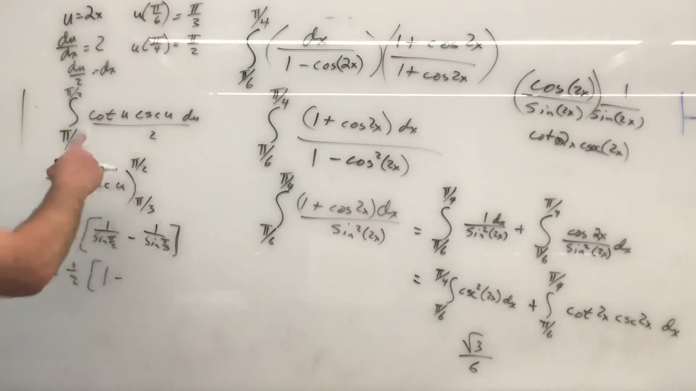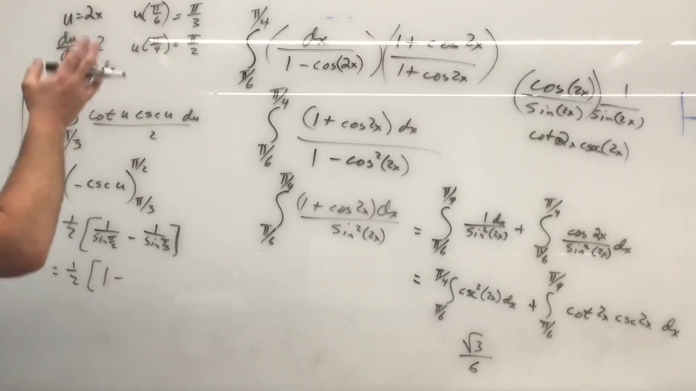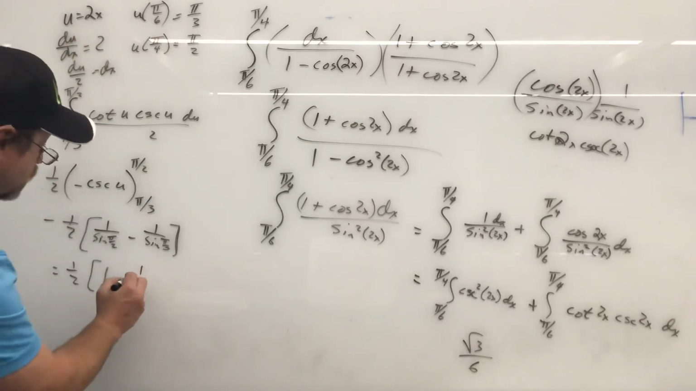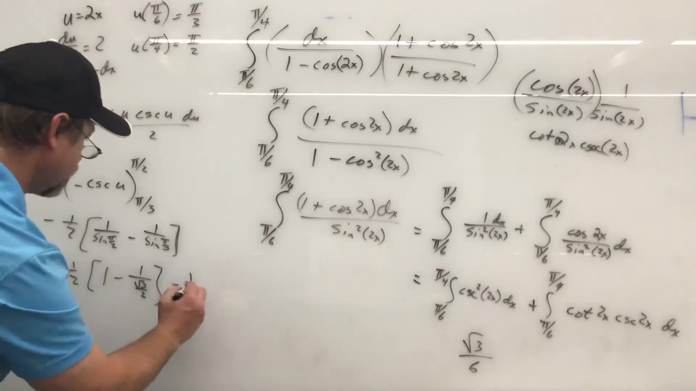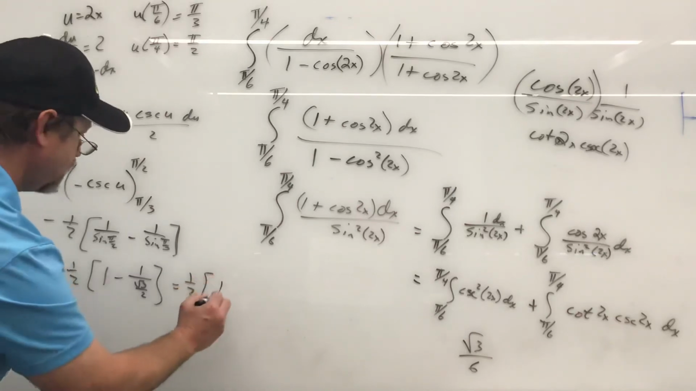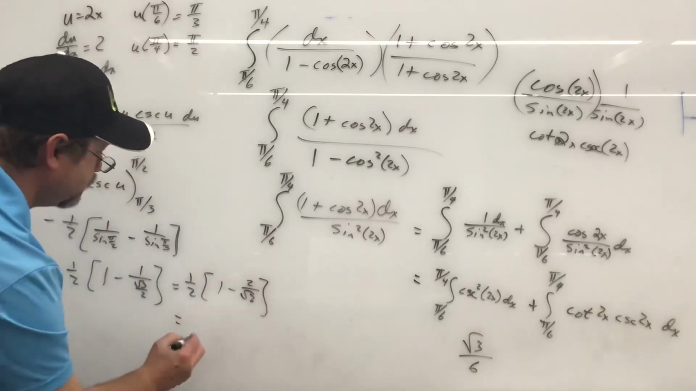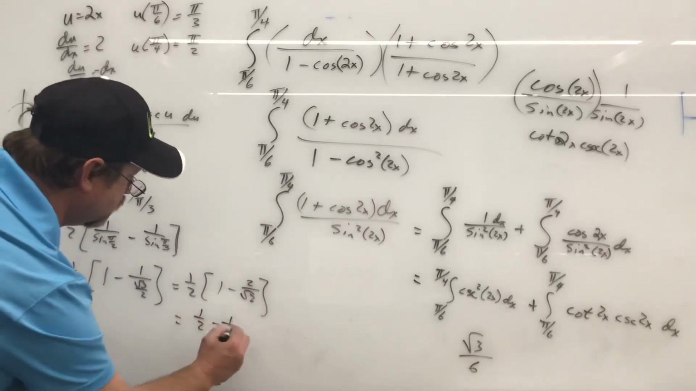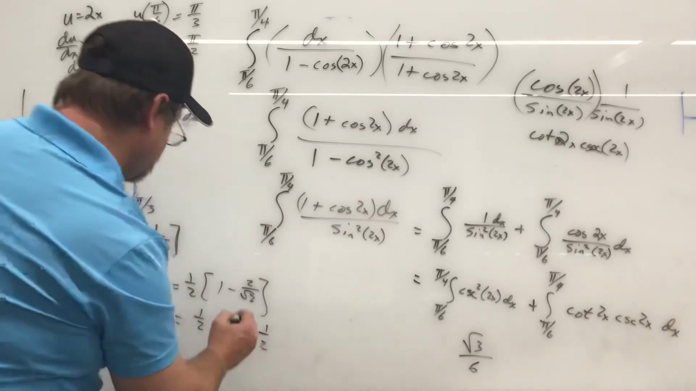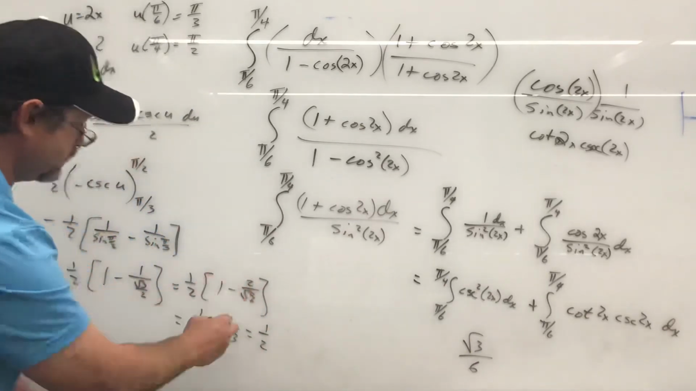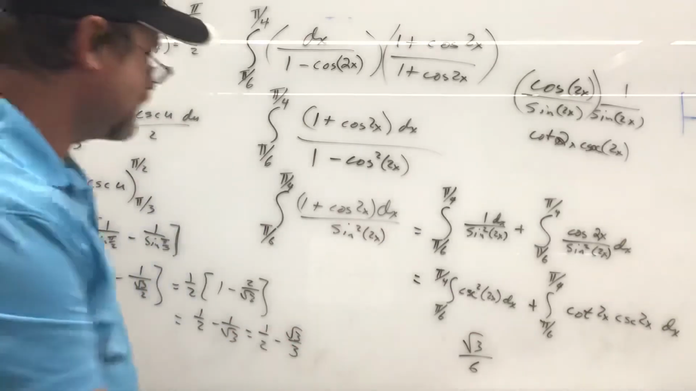And pi over 3, we just said in the previous one, sine of pi over 3 is radical 3 over 2. So this is 1 over radical 3 over 2. And of course, we can clean this up and say we've got 1/2 times 1 minus 2 over radical 3. That's 1/2 minus 1 over radical 3, which is 1/2, the 2 is canceled there, minus radical 3 over 3. And that's what this part over here becomes.